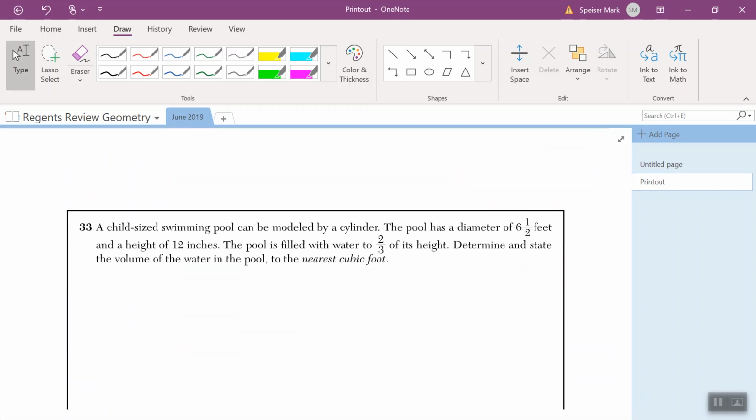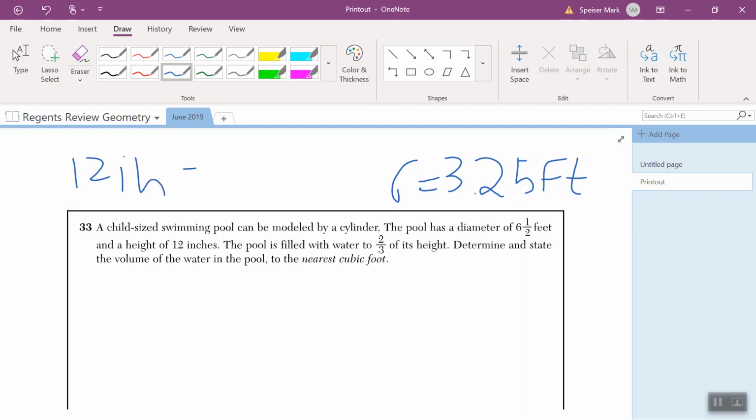A child's swimming pool can be modeled by a cylinder. The pool has a diameter of 6.5 feet, so change it to its radius. The radius is 3.25 feet. And a height of 12 inches. So let's convert that to feet, because we're going to need that in feet. So 12 inches is 1 foot. The pool is filled 2/3 of its height. The pool is filled 2/3 of a foot. Determine the volume of the water in the pool.